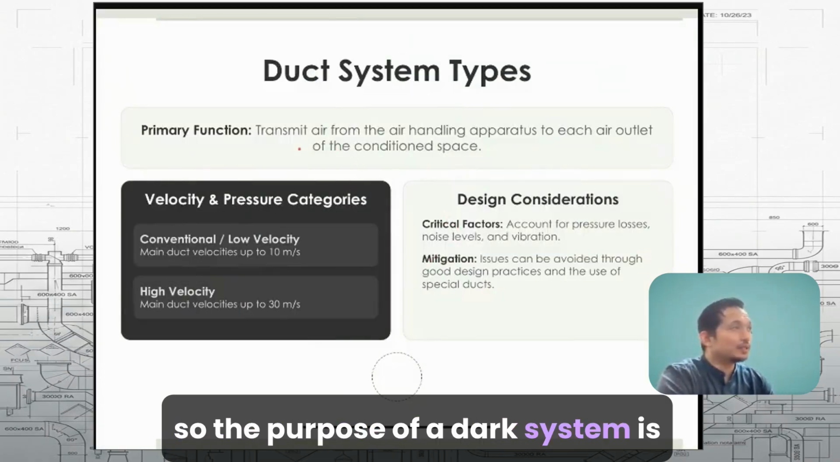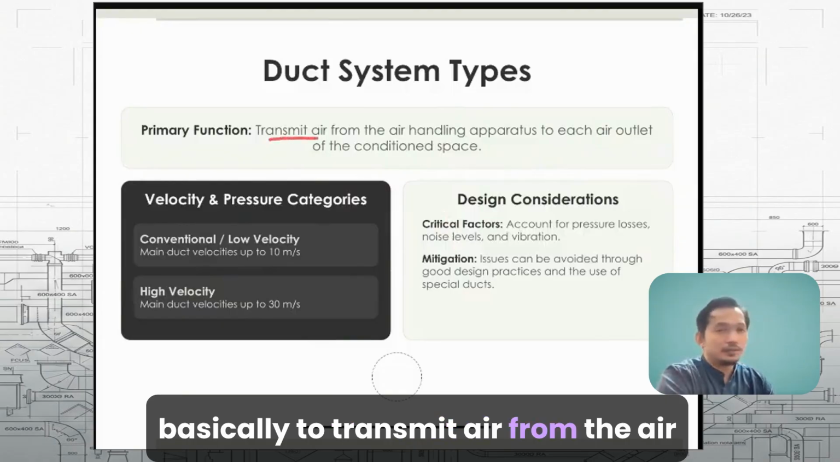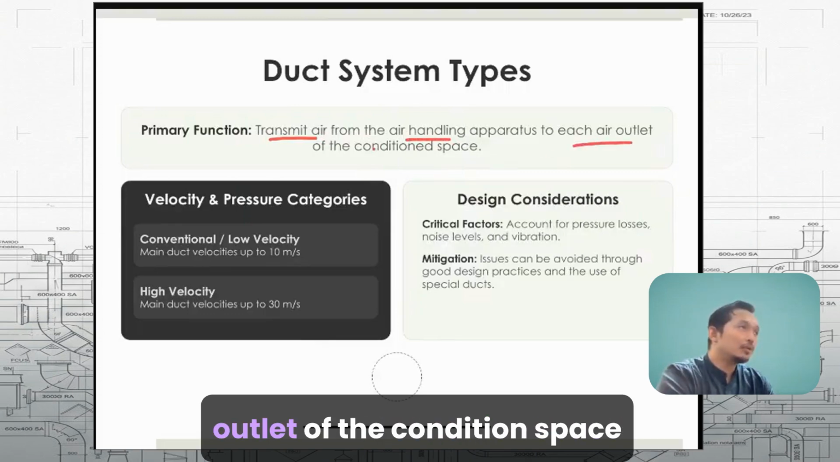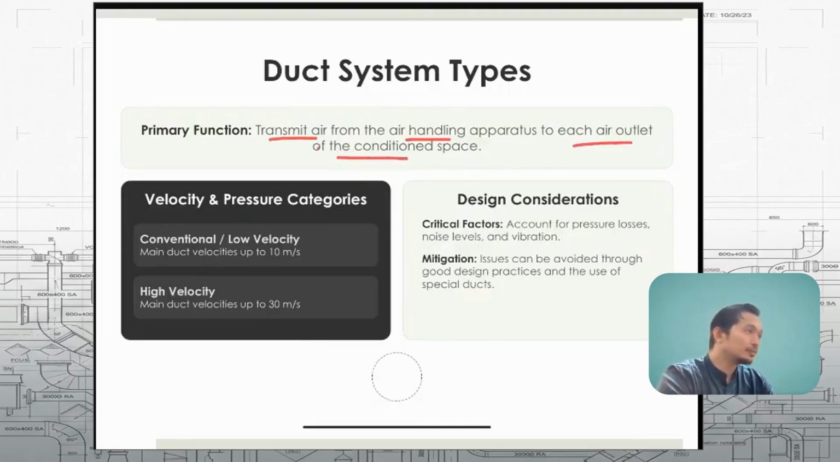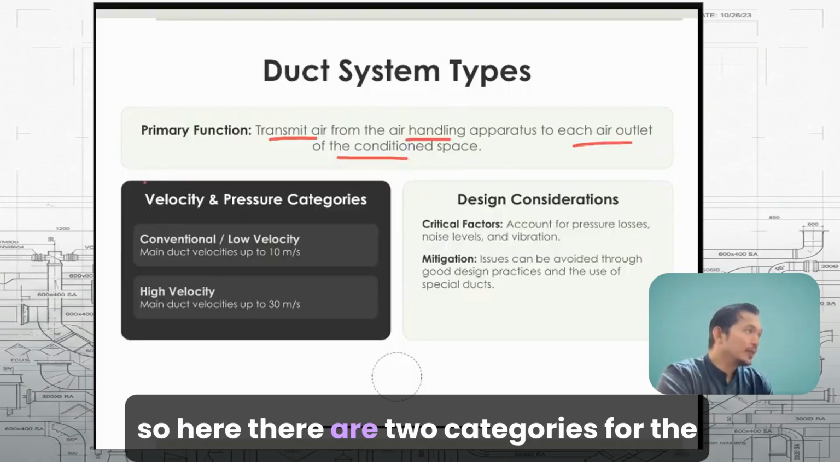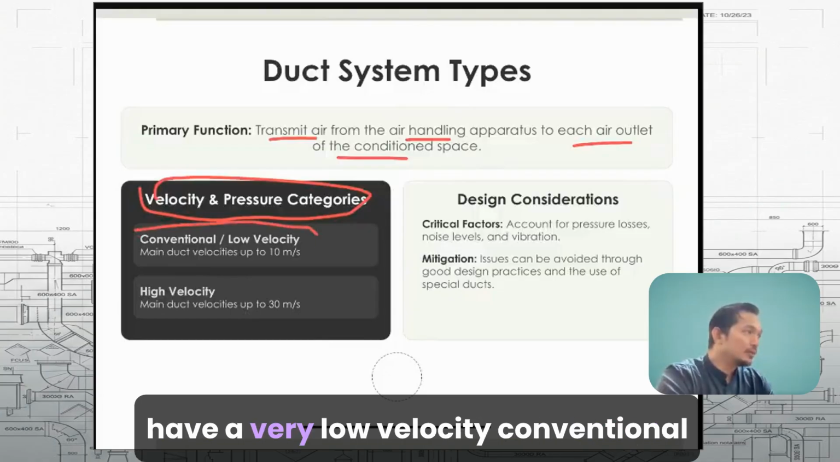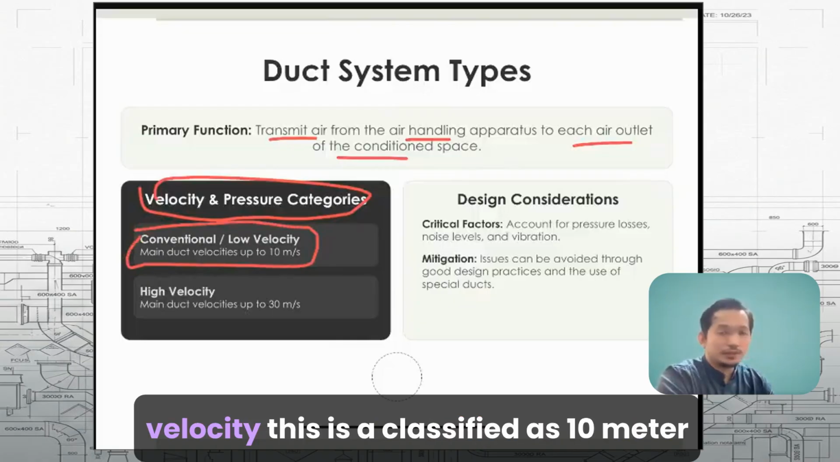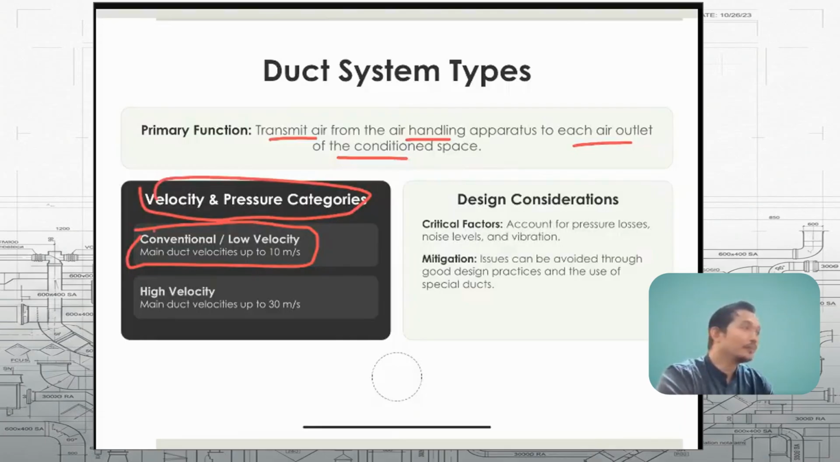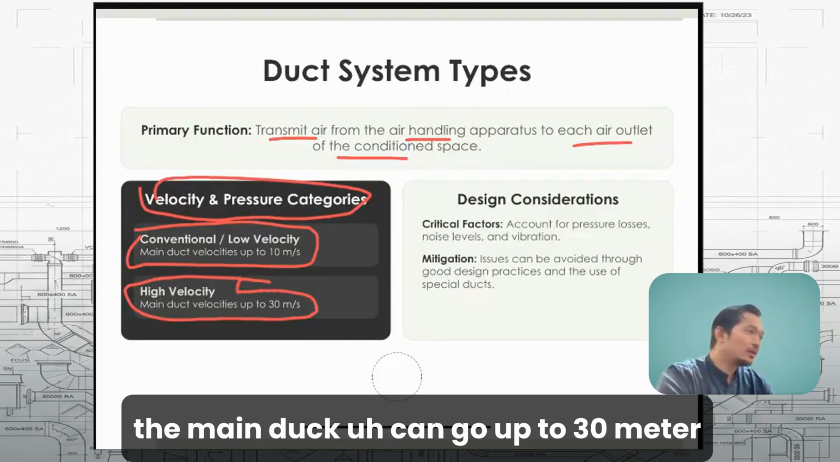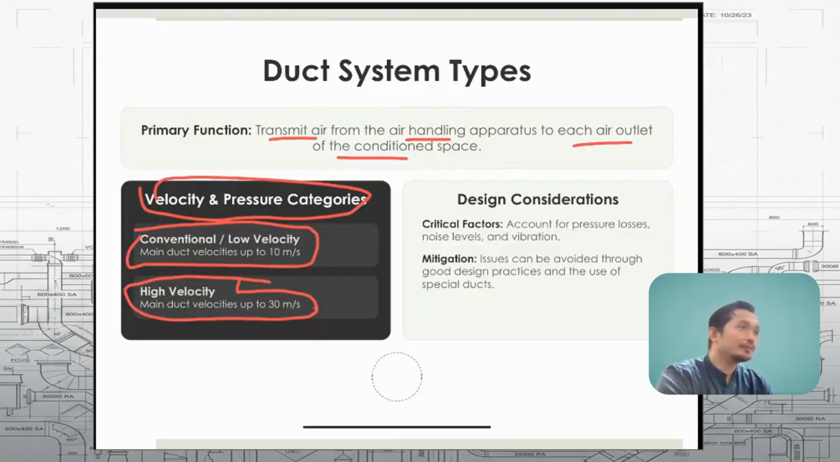So the purpose of a duct system is basically to transmit air from the air handling unit (AHU) device to each air outlet of the conditioned space. Here there are two categories for the velocity and pressure. One is very low velocity, conventional velocity, classified as 10 meters per second and below. The other one is high velocity, where the main duct can go up to 30 meters per second.